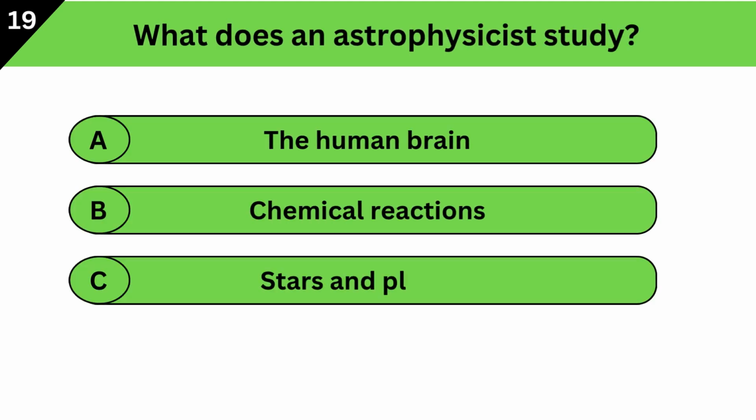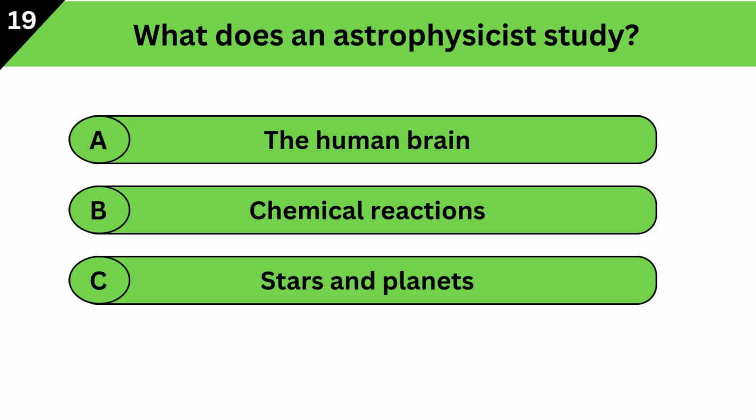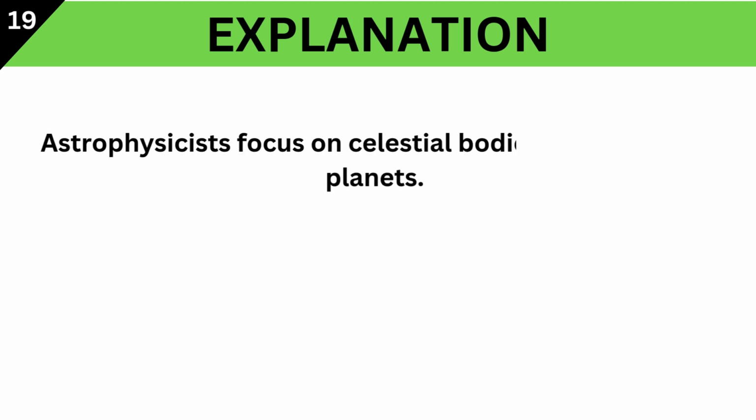What does an astrophysicist study? Option A, the human brain. Option B, chemical reactions. Option C, stars and planets. Correct answer. Explanation. Astrophysicists focus on celestial bodies like stars and planets.